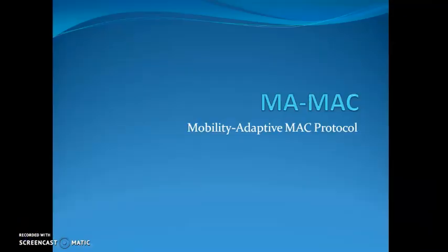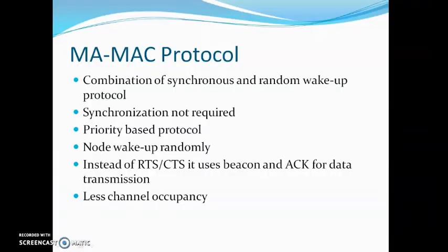Next protocol we are going to see is Mobility Adaptive Protocol. MMAC protocol tries to overcome the limitations of MS-MAC protocol. It is an unsynchronized protocol which combines the advantages of both synchronous protocol and random wake-up protocols in order to improve the throughput of the network. That means nodes will wake up randomly. Unlike MS-MAC, it uses beacon and acknowledge for data transmission instead of RTS and CTS.